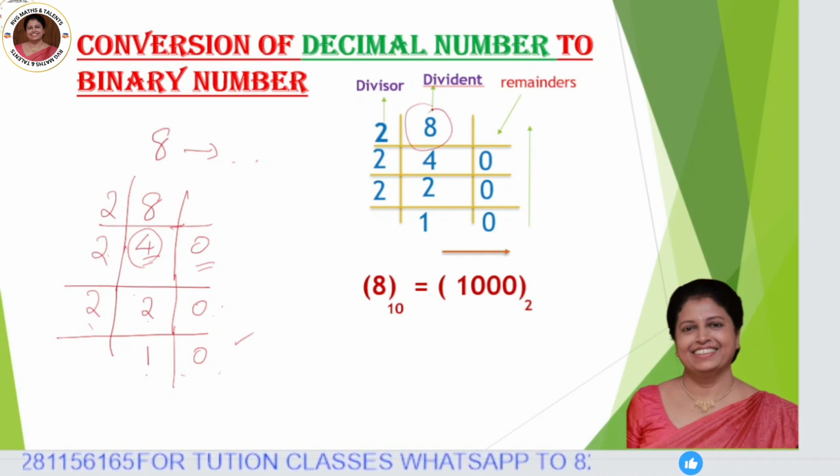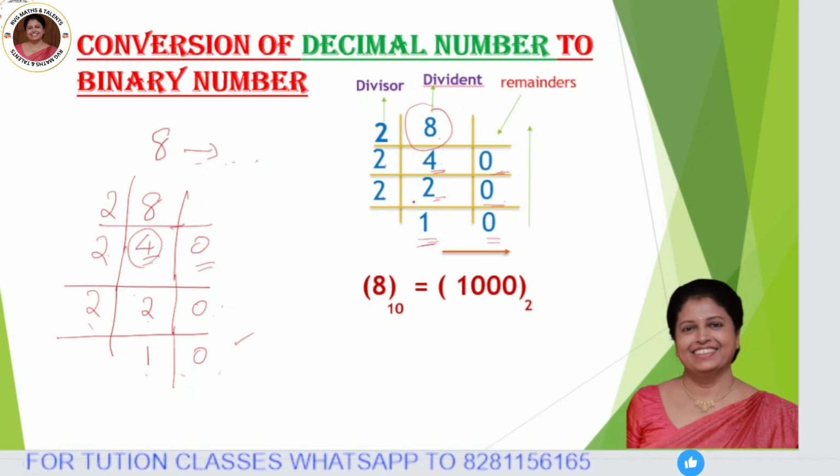The same thing is done here. 8 is the dividend, as we have to convert 8 to a binary number. So 8 is divided by 2, 2 is the divisor. Then 4 is the quotient, and the remainder is 0. So we note down 0 here. Again 4 is divided by 2, and we get quotient 2 and remainder 0. Again it is divided by 2, then the quotient will be 1 and the remainder is 0. So till the quotient becomes 1, we continue this process.